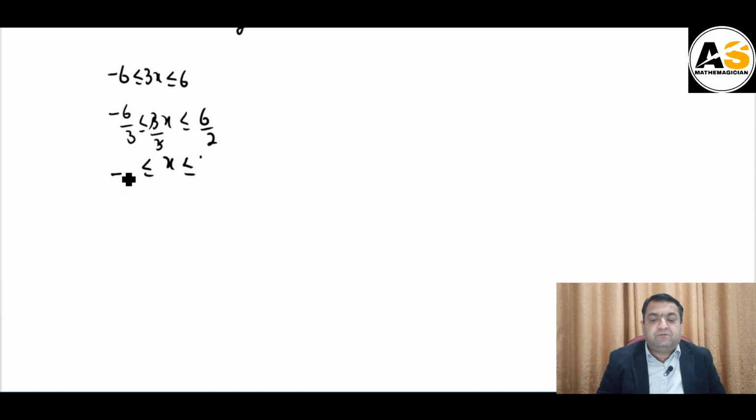Minus 6 divided by 3 is minus 2 and 6 divided by 3 is plus 2. So x is greater than or equal to minus 2 but less than or equal to 2. 2 and minus 2 are included. So minus 2, minus 1, 0, 1 and 2 are all possible integral values satisfying this inequality.